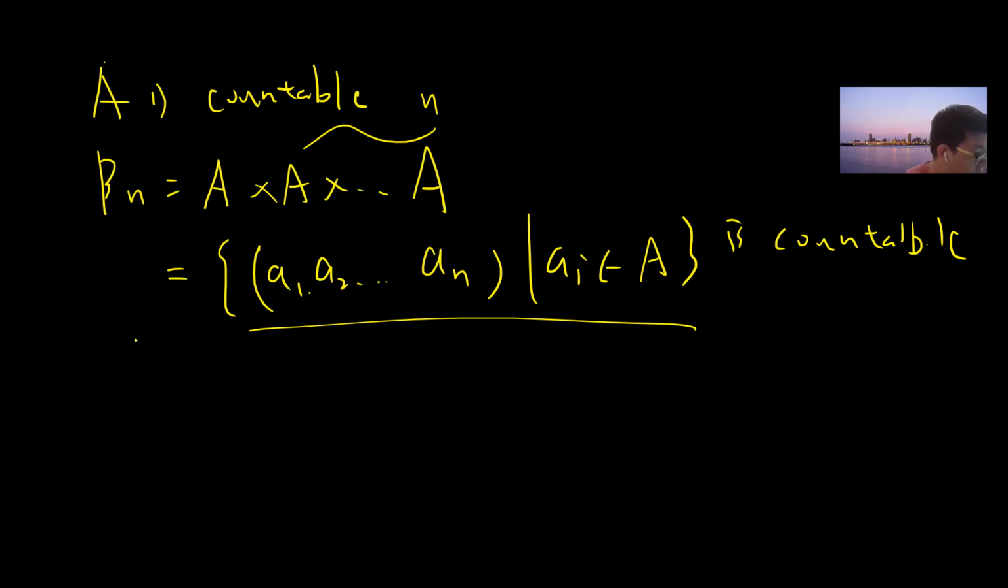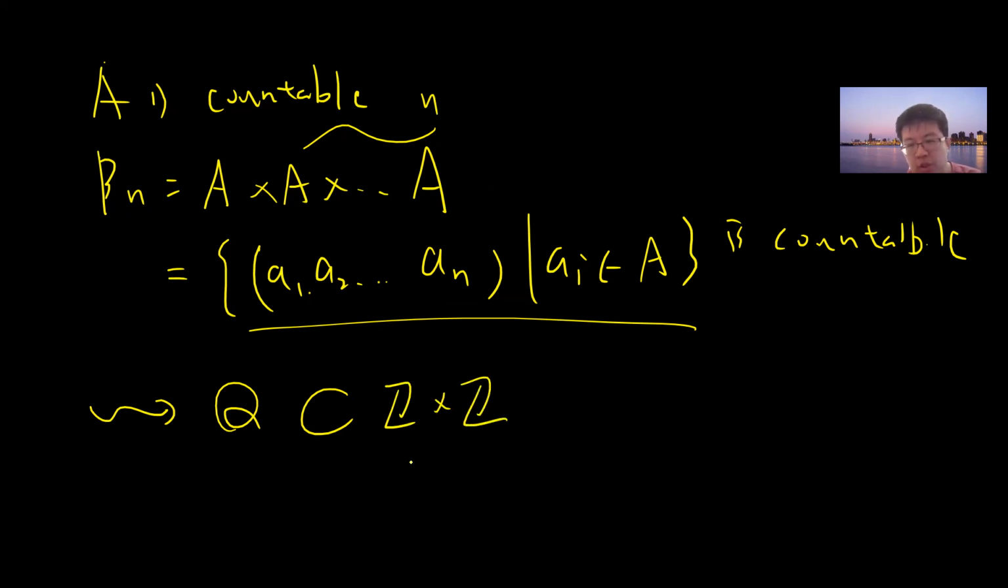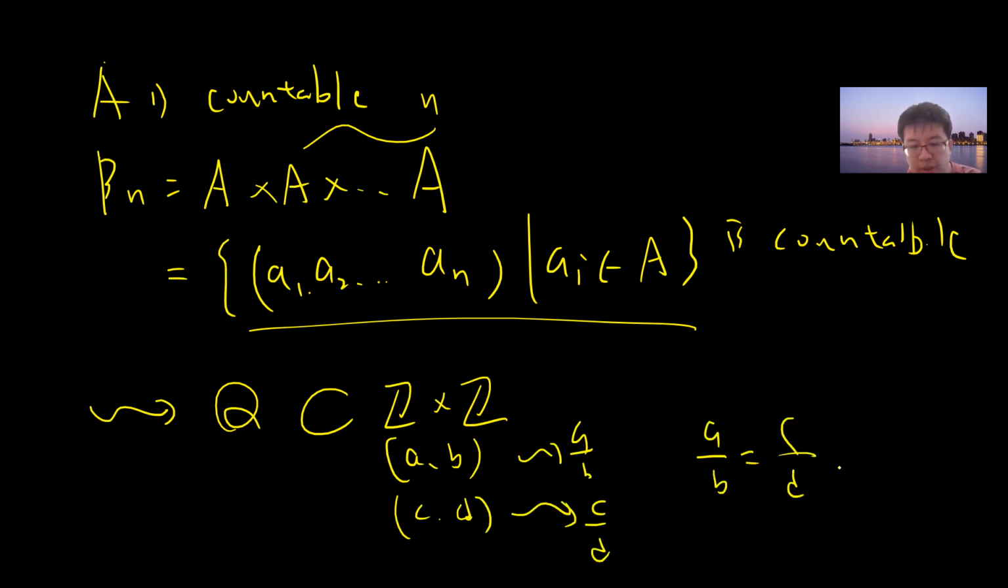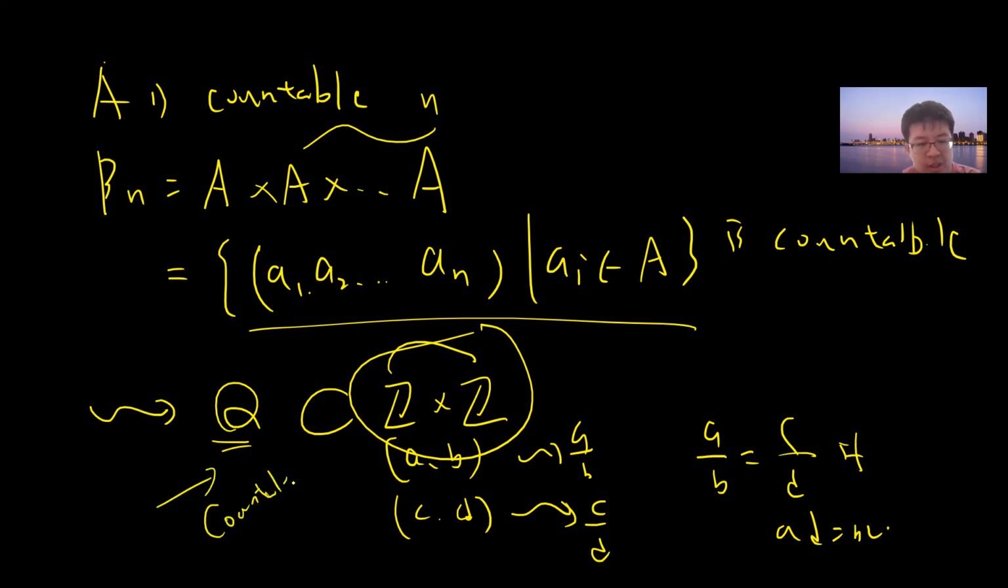Okay, so from this we know that the rationals are countable, right? Because the rationals can be viewed not as a subset, but can be embedded into Z cross Z, and you make the equivalence class such that if you write (a, b) as a divided by b, and (c, d) as c divided by d, then a divided by b equals c divided by d if ad equals bc. We already proved this is countable, and Q is just some equivalence class in Z cross Z. Any subset of a countable set is countable, so this is countable.